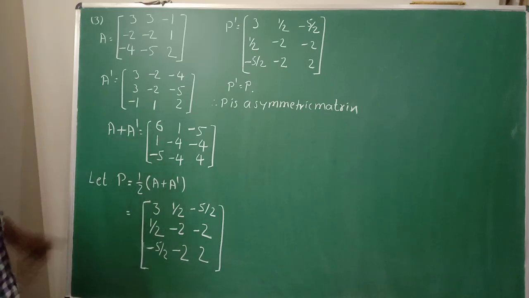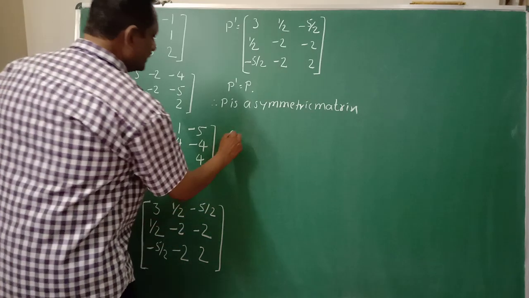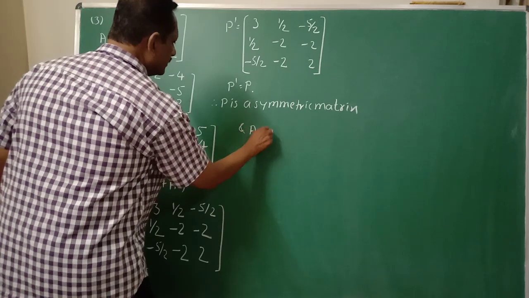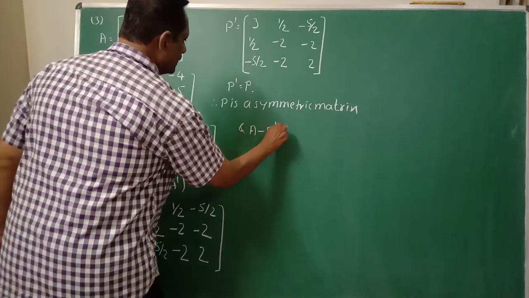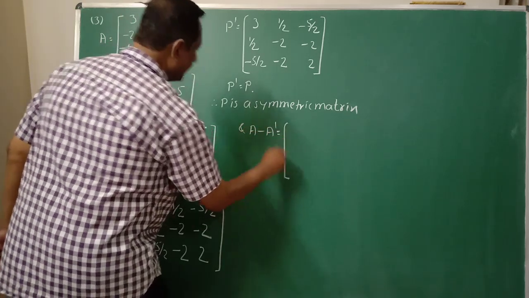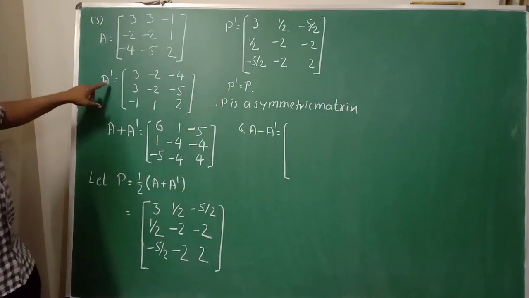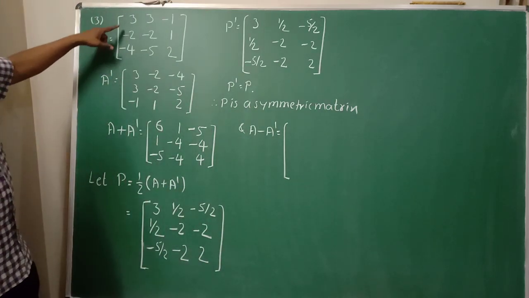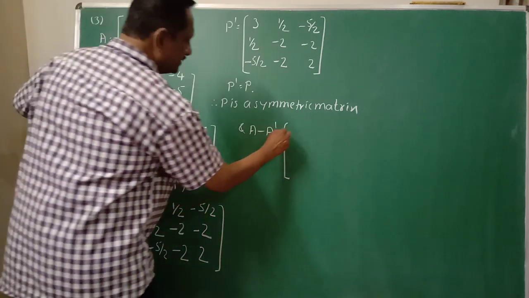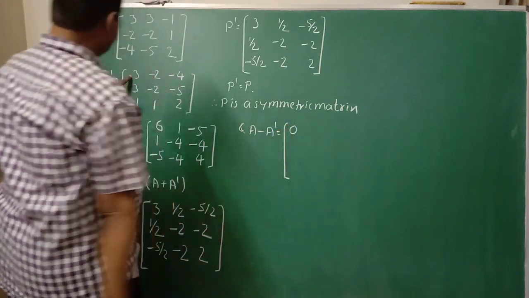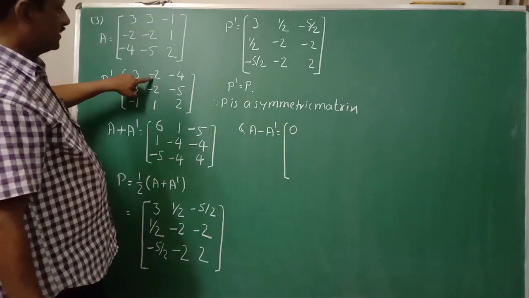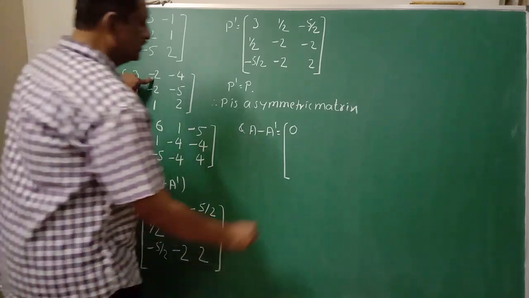Okay. Then A minus A dash here. Here is the matrix A and this is A dash. Subtracting each other. Here 3 minus 3 becomes 0. Then 3 minus of minus becomes plus here. 3 plus 2 is 5.